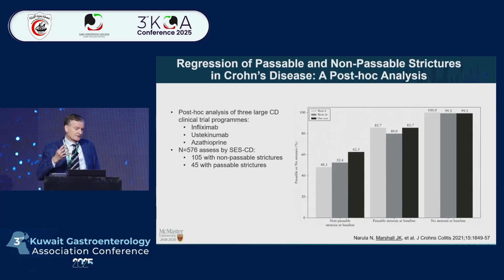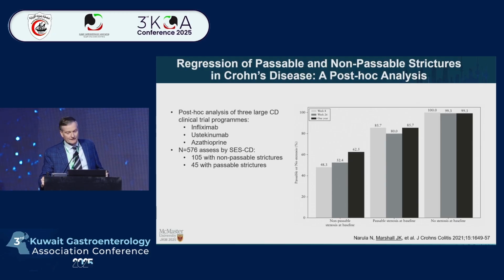Another source of data we can look to are post hoc analyses of some of the registration trials which have been done with our existing therapies. This is another paper that my colleague at McMaster, Niraj Narula, led, looking at large clinical trial databases with infliximab, ustekinumab, and also azathioprine, using individual patient data. And of course, all of these patients had SES-CD scores. So you could pull out the subgroup of patients who at baseline had impassable strictures. And the leftward series of bars there looks at the patients who at baseline had non-passable stenoses. When entering the trial, they received these various medical therapies.